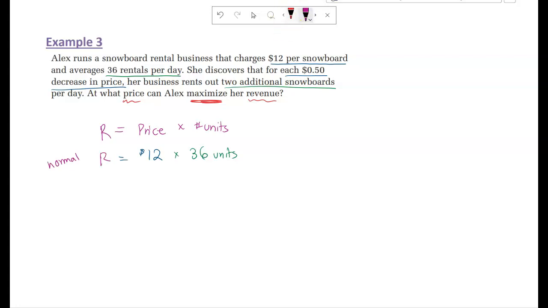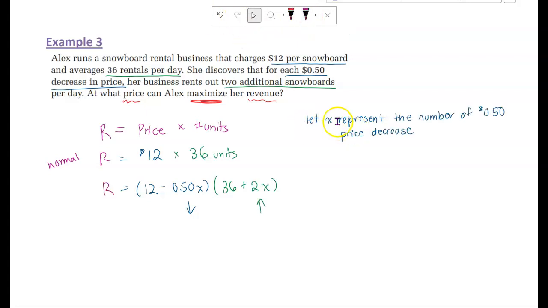She's thinking of changing it. And the way she's thinking of changing it is that she knows that if from the $12, she decreases it by 50 cents each, so that's 0.5 each. So each is going to be x. That she's going to end up renting out, instead of 36, she'll be able to rent out 2 more for every decrease in price. So for every decrease in price, she gets to increase the number of snowboards. So I'm going to write my let statement, where x represents the number of 50-cent price decreases. So I can go with 50 cents, $1, $1.50.